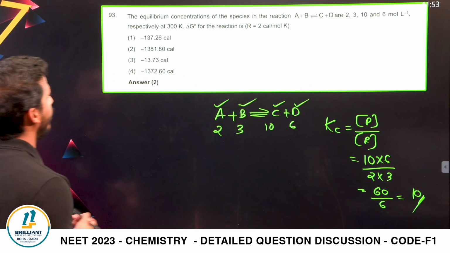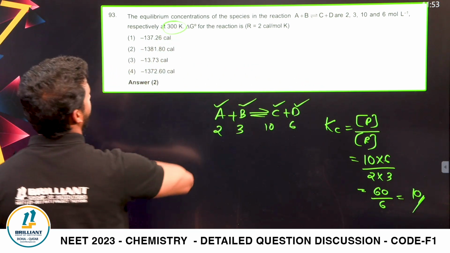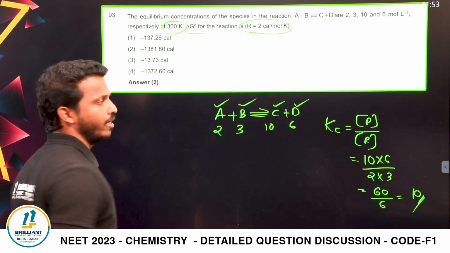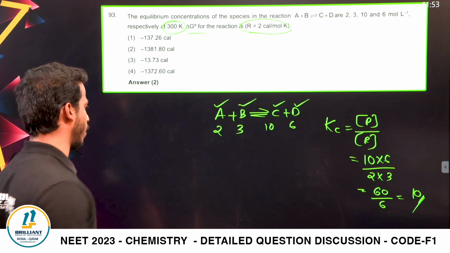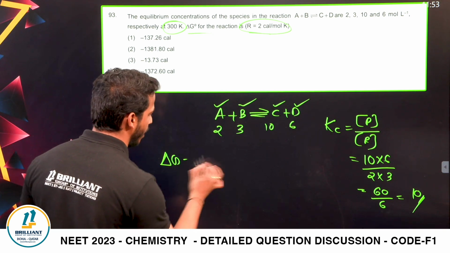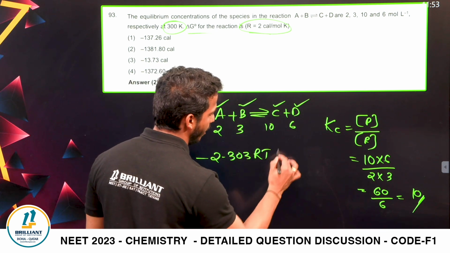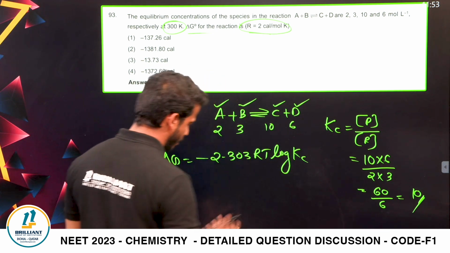Now, what is the question? Temperature is given as 300 Kelvin. Universal gas constant is given as R. What is the question? The standard Gibbs energy we need to calculate. What is the relation between Gibbs energy and equilibrium constant? Minus 2.303 RT into log Kc is the equation, dear all.